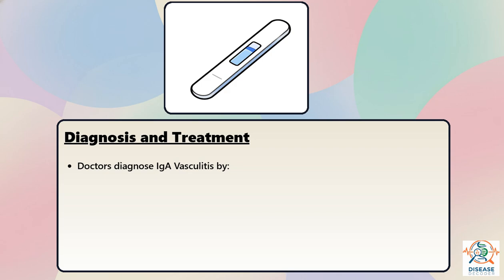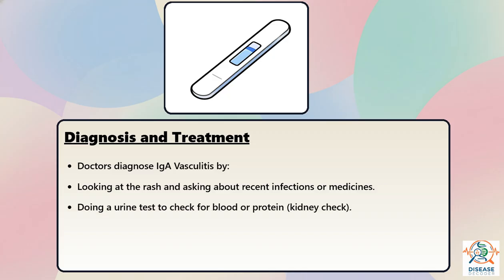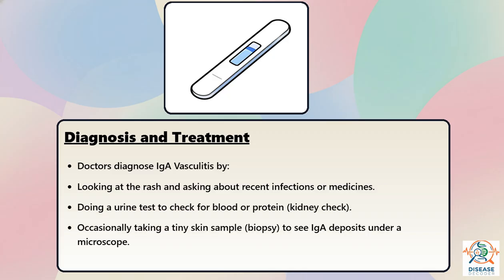surface. Doctors diagnose IgA vasculitis by looking at the rash and asking about recent infections or medicines. Doing a urine test to check for blood or protein, a kidney check. Occasionally taking a tiny skin sample, a biopsy, to see IgA deposits under a microscope.